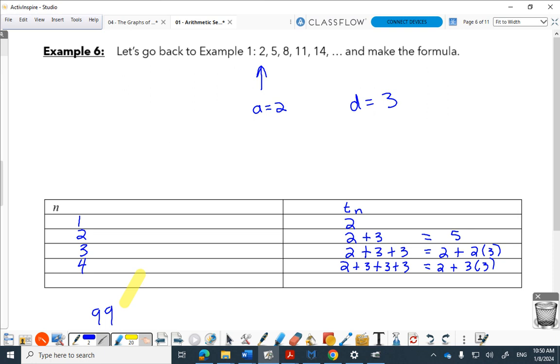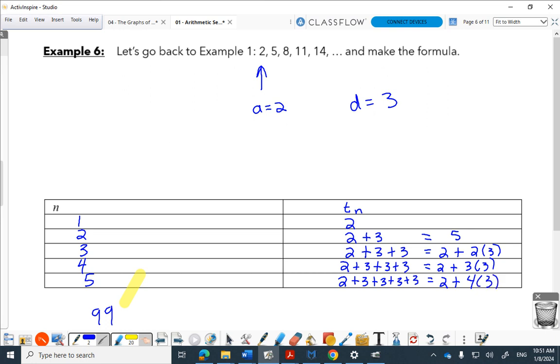Listen carefully. For the fifth term, I take the number 2 and I add 3 only 4 times. I add 3 once to get to the second term, then again to get to the third term, then again to get to the fourth term, then again to get to the fifth term. Really what I'm doing is I'm going 2 plus 4 of the 3's.